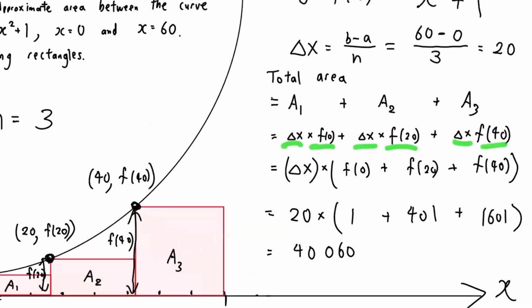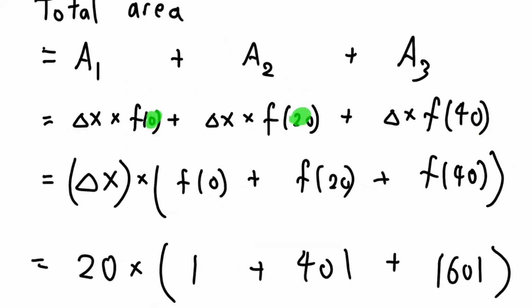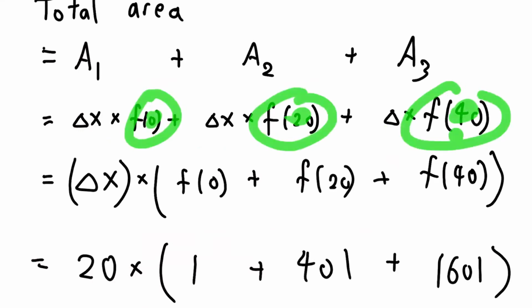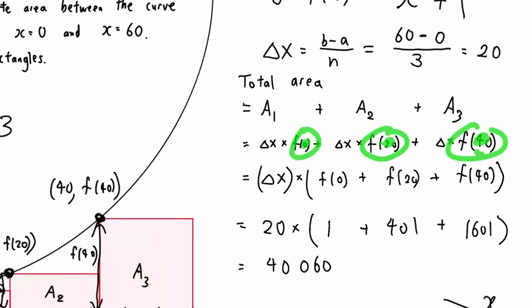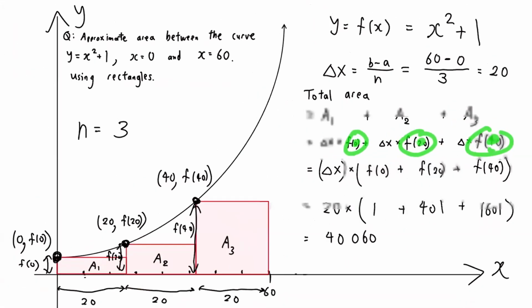But hey, why do I pick F0, F20, and F40? Why? How did I get these? Because these guys are what we call the what of the rectangle? The height. The height of the rectangle.